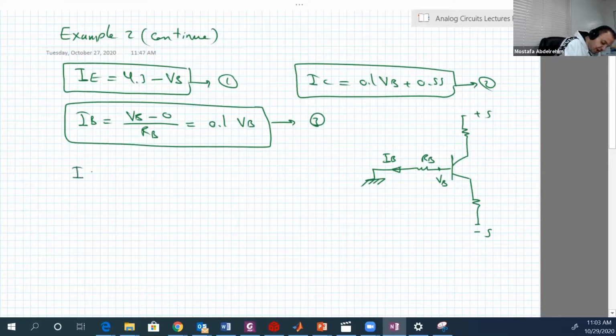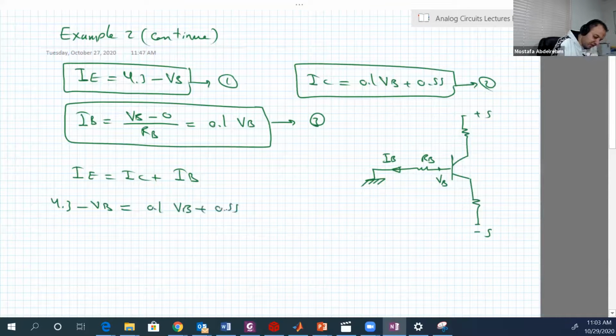And you know that IE is equal to IC plus IB. IE is 4.3 minus VB. IC is 0.1 VB plus 0.55. And IB is just 0.1 VB. Here you have one equation with one unknown, which is VB. So from that equation, VB is equal to 3.25 volts.